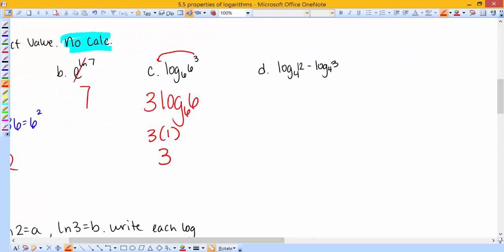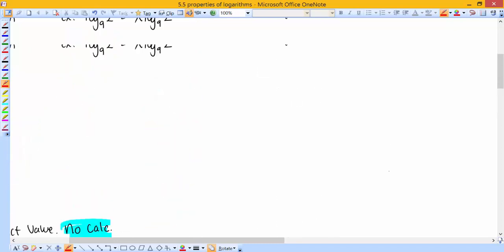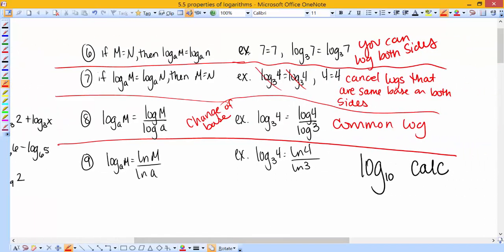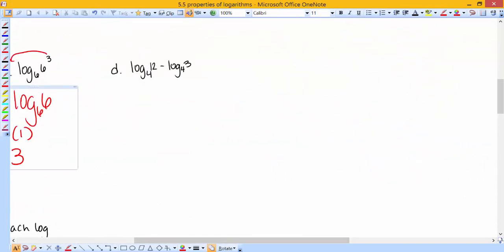But if we're looking for that repeated reasoning and that regularity within our work, then yes, I can just recognize that the log base 6 of 6 is going to cancel and give me 1, and I'm left with 3. And then here I see subtraction. Because I see subtraction, I know that that becomes division. If I look back here, property 4, fraction, subtraction, those go together. I remember that one because of the rhyming, fraction, subtraction.